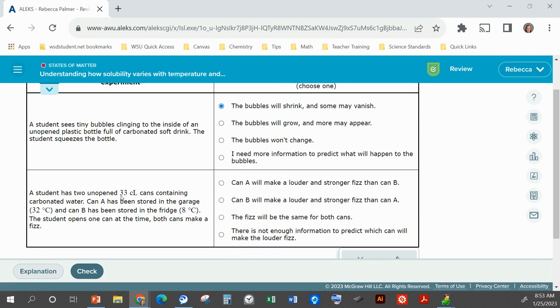A student has 2 unopened 33 centiliter cans containing carbonated water. So it's carbonated. I don't know why you would have carbonated water. Okay, can A has been stored in the garage at 32 degrees Celsius, and can B has been stored in the fridge at 8 degrees Celsius. So we're changing the temperature. The student opens one can at a time. Both cans make a fizz. So which one is going to fizz louder? So can A, which one's going to have more dissolved? The gas is going to be dissolved better.